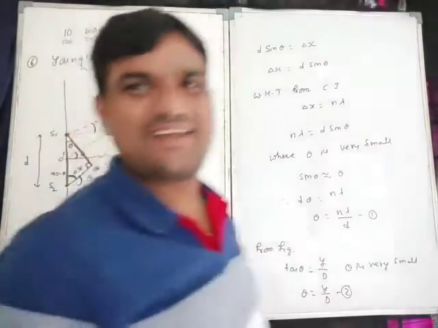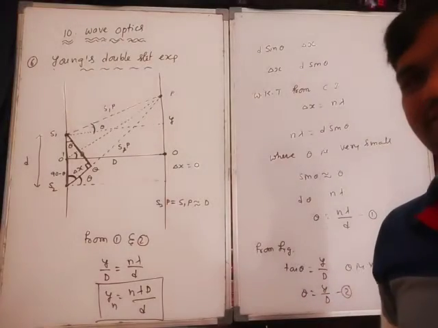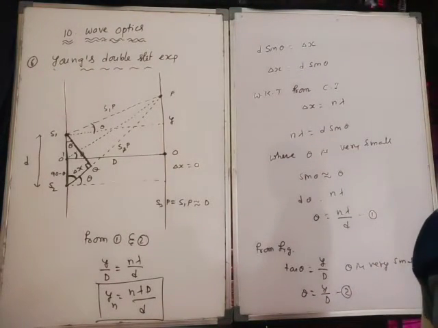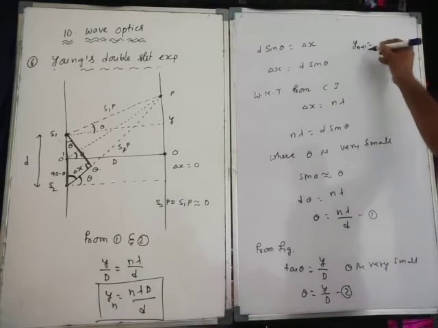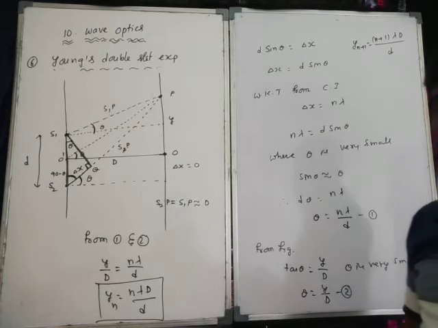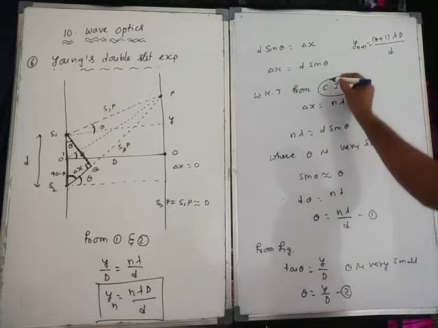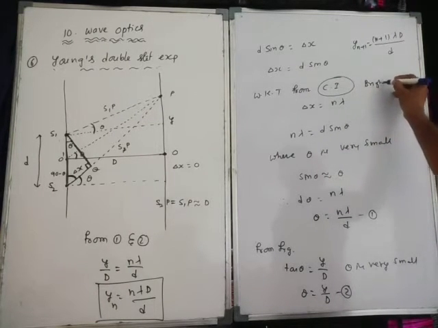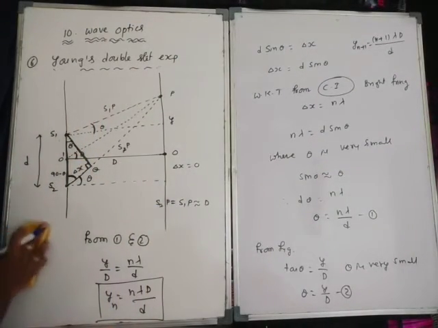This is the nth fringe. Yn is equal to n lambda D by d. And for the (n+1)th, y(n+1) is equal to (n+1) lambda D by d. So this is for constructive interference, which means the bright region, the bright fringe.